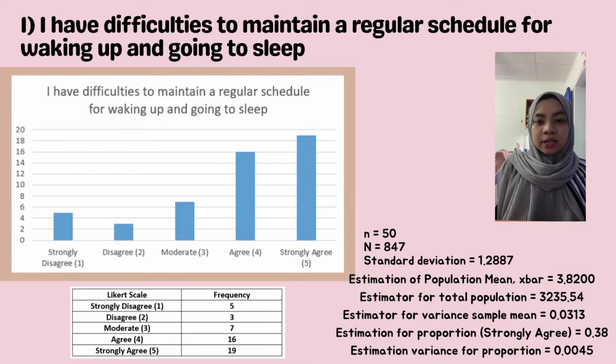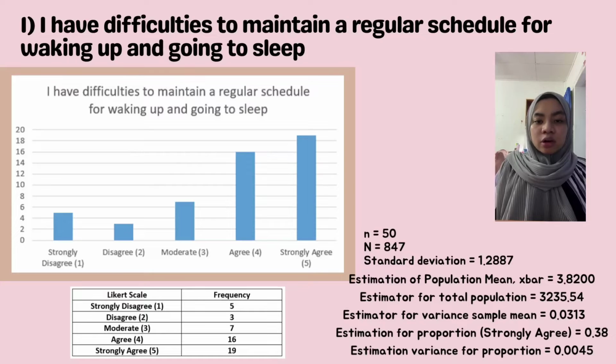Next, for Part B, the first statement is: I have difficulties to maintain a regular schedule for waking up and going to sleep. Based on the graph above, there are 19 students who voted strongly agree and 16 students agree with the statement, while the remaining voted only disagree and moderate.